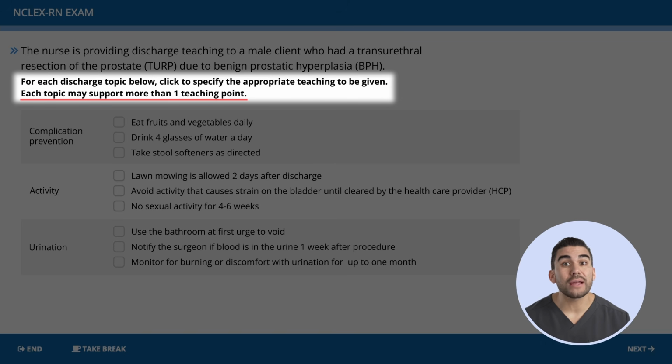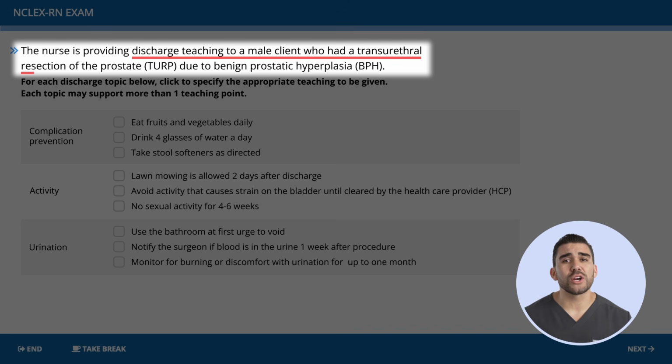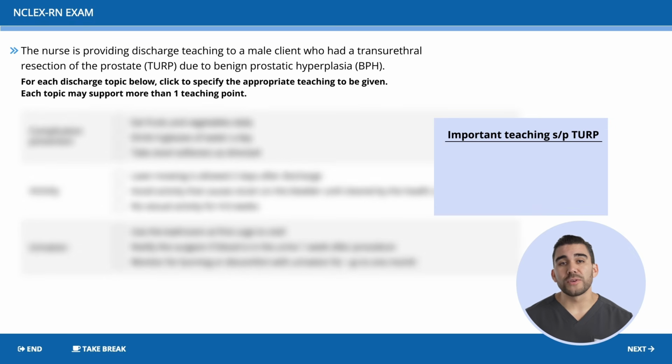And each topic may support more than one teaching point. So the problem here is discharge teaching after a TURP, due to that benign prostatic hyperplasia, that BPH. So for the solution, before looking at the options, think about the important teaching for a TURP. Now, if you didn't know, a TURP is a surgical procedure, and it sends a big metal tube down the urethra to basically grind up the prostate and suck it out.